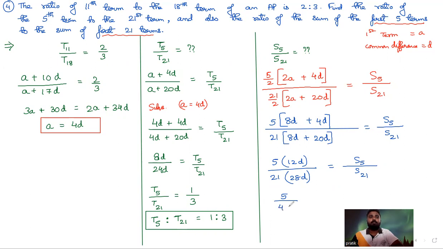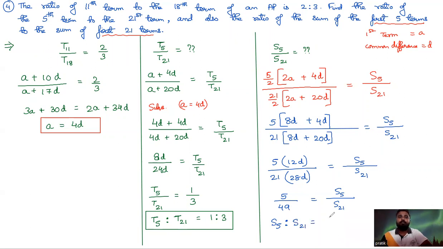This is 5 and this is 49, which is the sum of the first 5 terms to the sum of the 21 terms. So the sum of the first 5 terms to the sum of 21 terms is equal to 5 is to 49. This is my required answer. With this, these are the different types of application-based questions, and you can now solve any type of question, not at all an issue. That's it. This is it for AP.